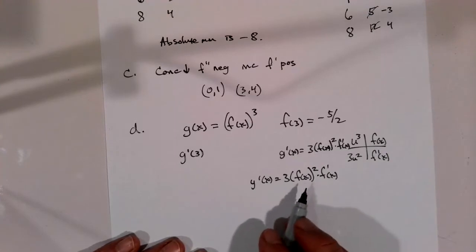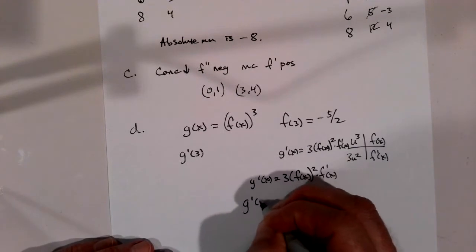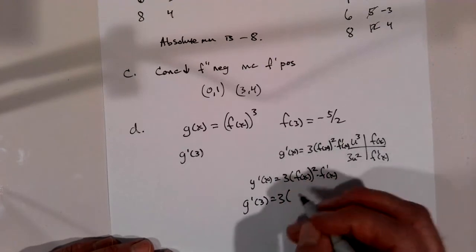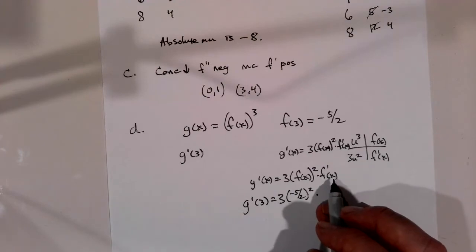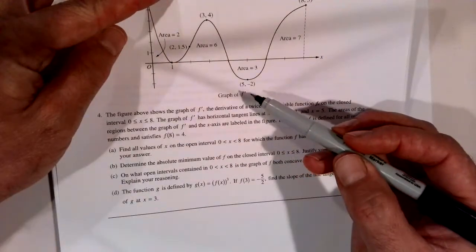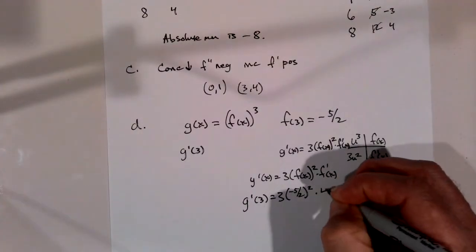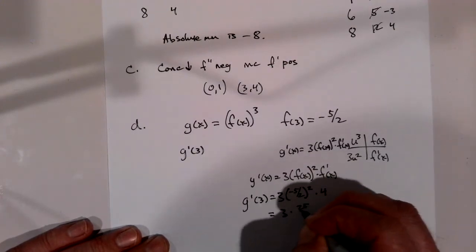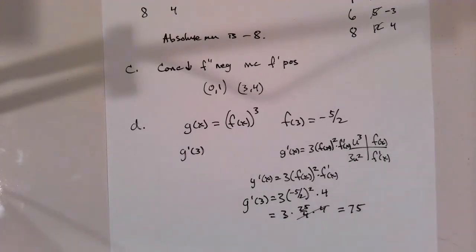Well, if we plug in 3, that's going to be very important there. So g prime of 3 is equal to 3 times f of 3, which is negative 5 halves, squared, times f prime of 3. This is the graph of f prime, and at 3 it has a value of 4. So I get 3 times 25 over 4 times 4. Those cancel. I get 75 as the result. And that, in fact, is correct.